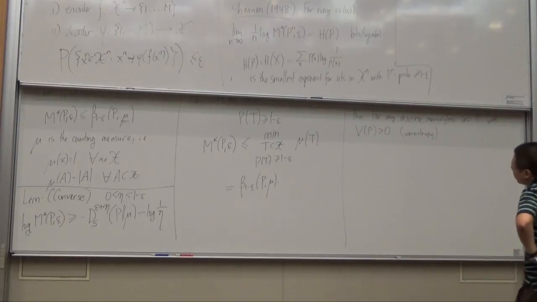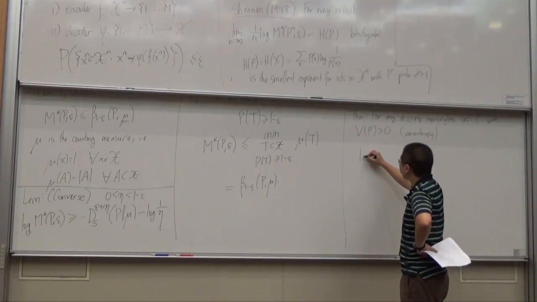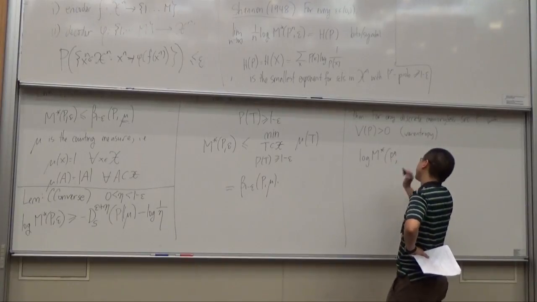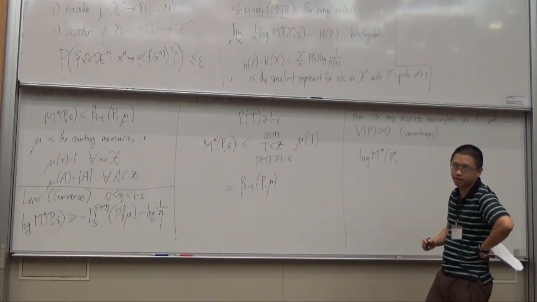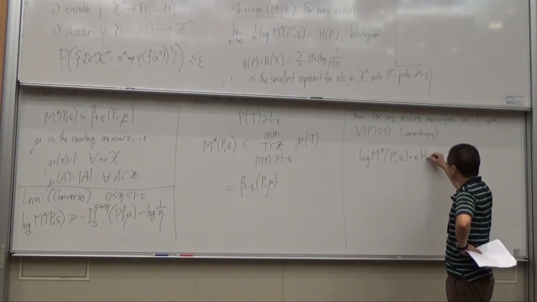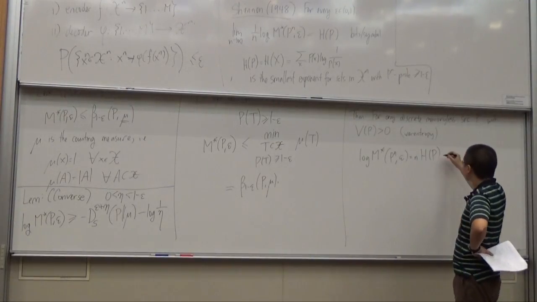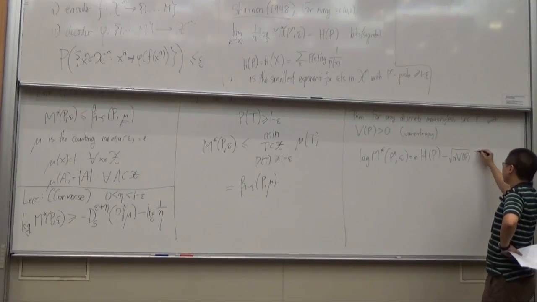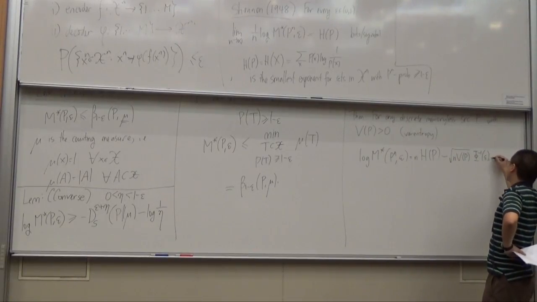For any discrete memoryless source with varentropy greater than 0, we have the following asymptotic expansion: log M star of P^n, so that is n independent and identically distributed repetitions of the source. The first term is well known, the second term is perhaps not so well known: square root of n V times Q inverse of epsilon, plus O of log n.